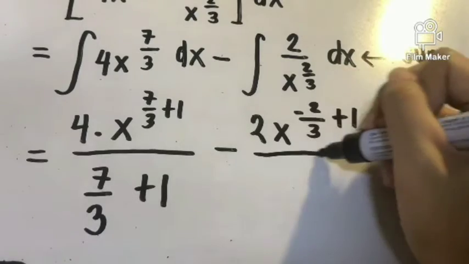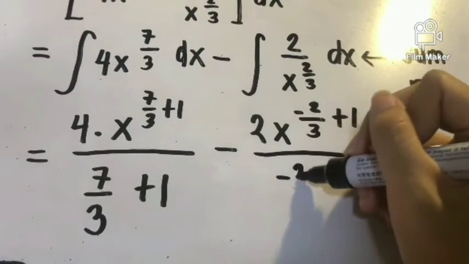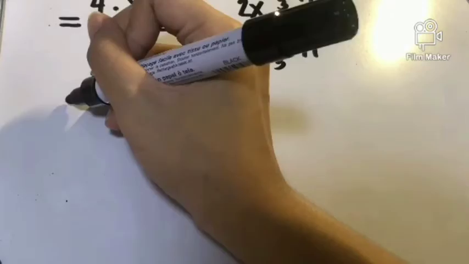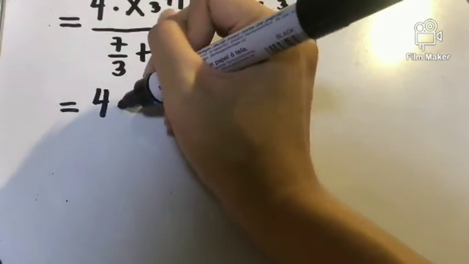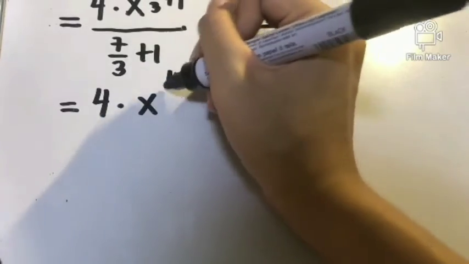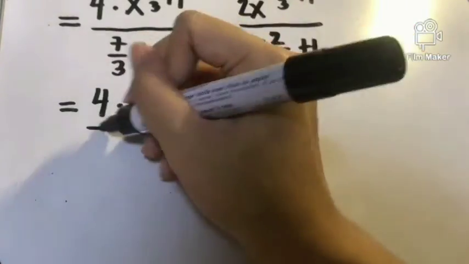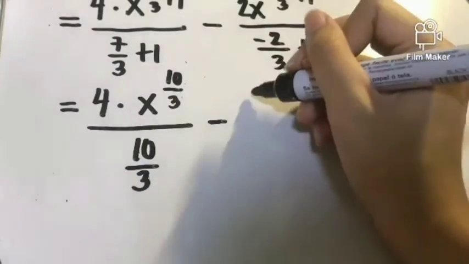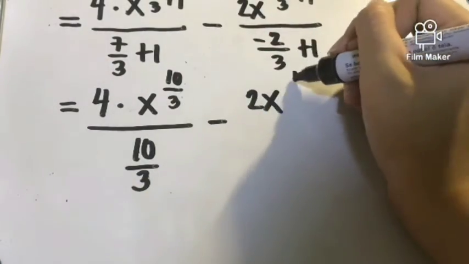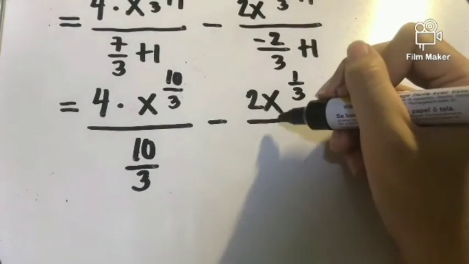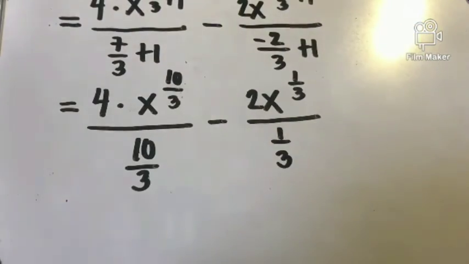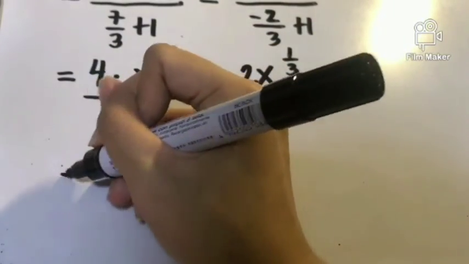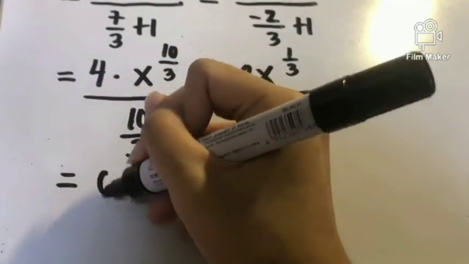That's why its exponent is negative 2 over 3, and we add 1, and what we did to the exponent we are also going to do to the denominator. And after doing this, we are now going to simplify and do the math. So 4x raised to the power of 7 over 3 plus 1 would be 4x raised to the power of 10/3, same with the denominator. And as well as the second term, 2x raised to the power of negative 2 over 3 plus 1 would be 2x raised to the power of 1/3, and same with the denominator.